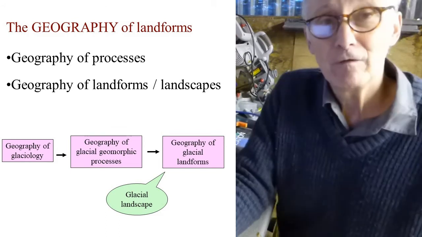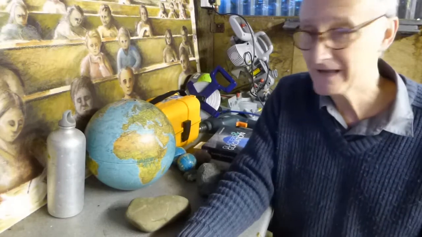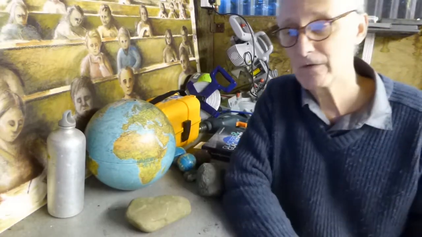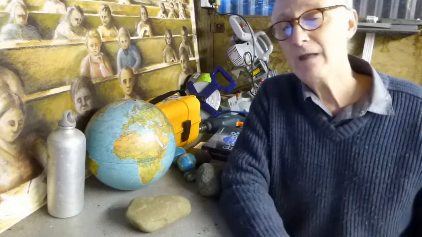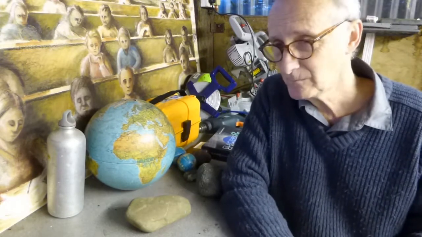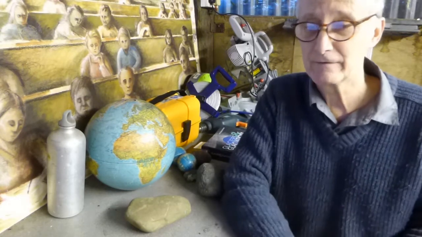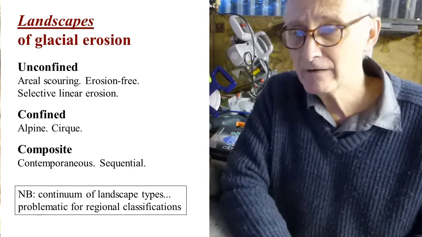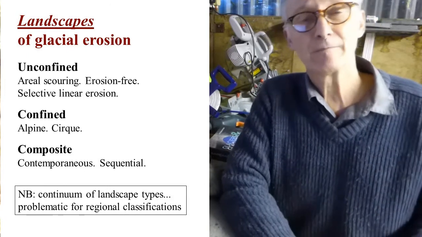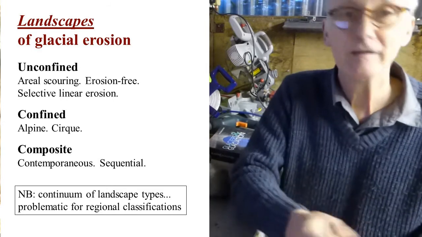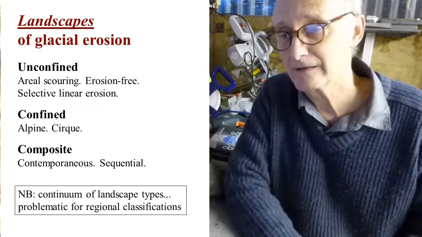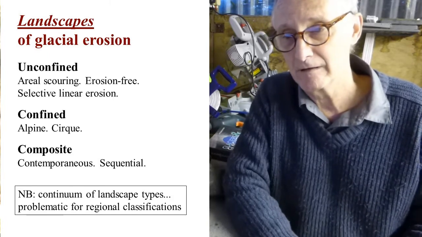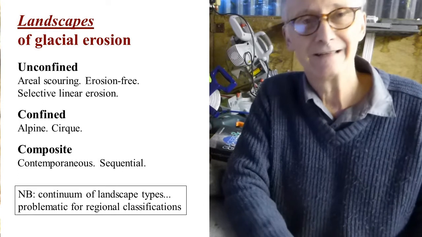So let's move on and think about landscapes. And we've said before, we can think about landscapes of erosion, landscapes of deposition, composite landscapes that include both erosion and deposition together. Well, in the same way that we separated out the landforms of glacial erosion into different scales, we can do something similar with landscapes of glacial erosion. And the way I'm going to do that is in terms of thinking about the kind of ice mass that created them, the valley glacier or the ice sheet that's creating them. And we talk about unconfined and confined landscapes, or unconfined and confined glacier types.